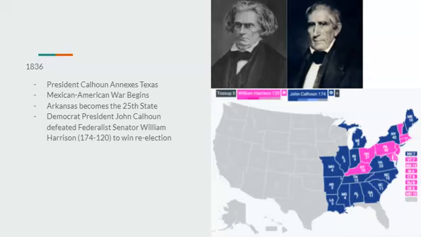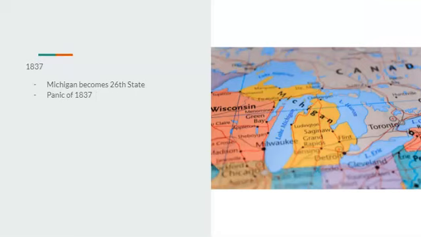And Calhoun would run for a third term against Federalist Senator William Harrison, and he would beat Harrison to win his third term. Going to 1837, Michigan would become the 26th state, and the Panic of 1837 would occur. Nothing noteworthy in 1838 or 1839.